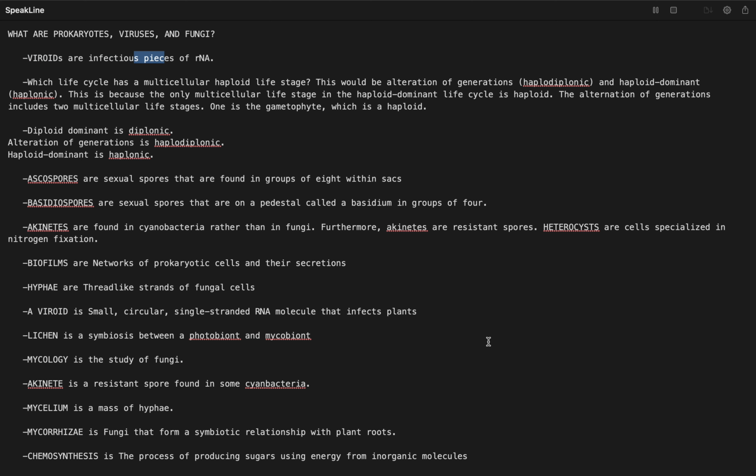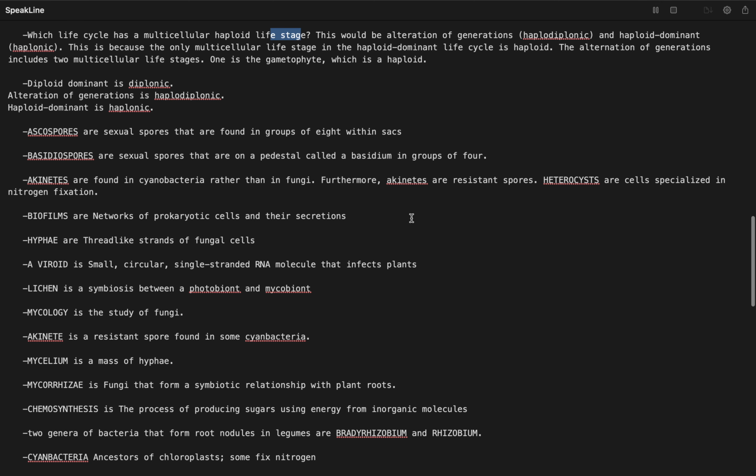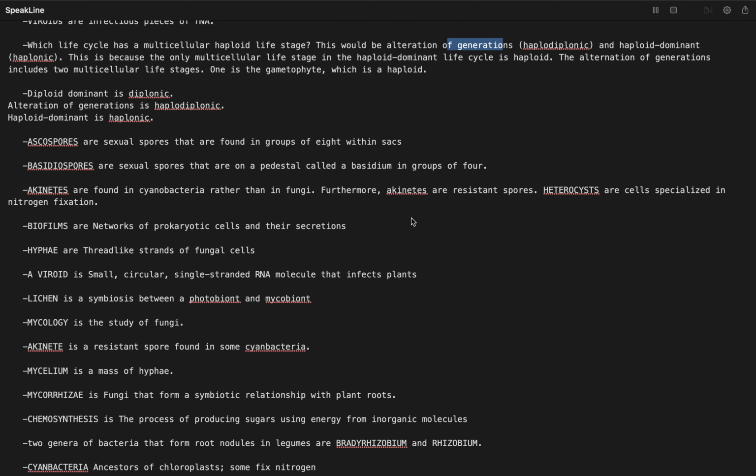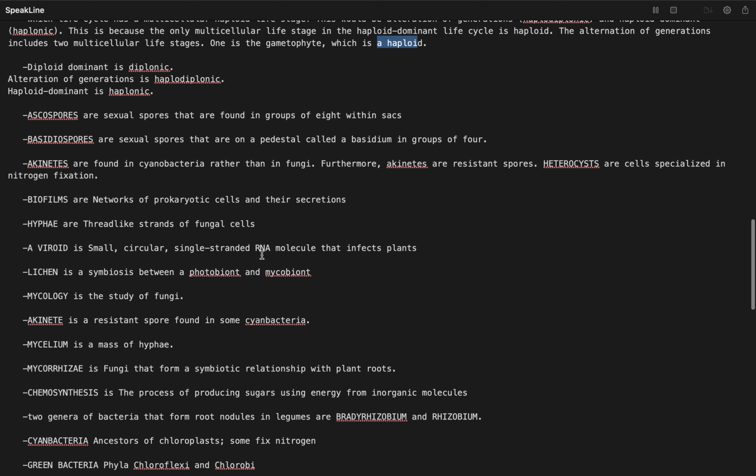Viroids are infectious pieces of RNA. Which life cycle has a multicellular haploid life stage? This would be alternation of generations, haplodiplontic, and haploid dominant, haplontic. This is because the only multicellular life stage in the haploid dominant life cycle is haploid. The alternation of generations includes 2 multicellular life stages. One is the gametophyte, which is haploid.